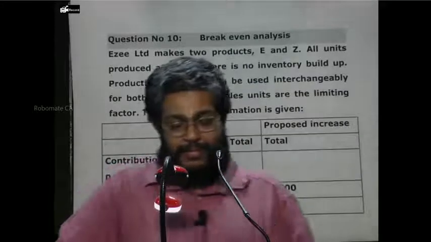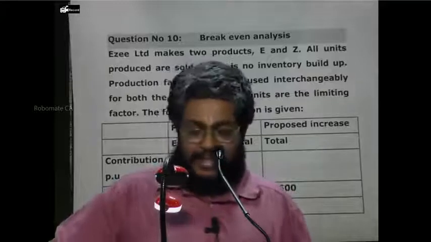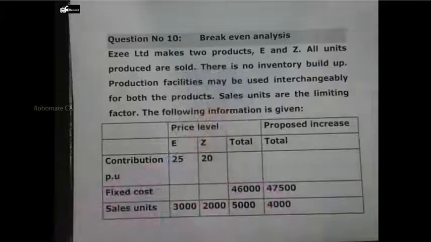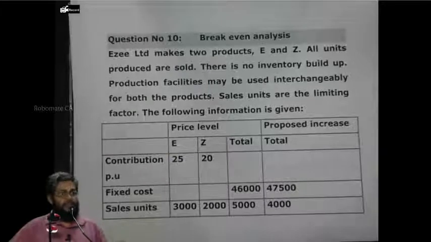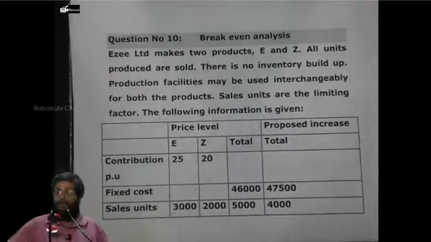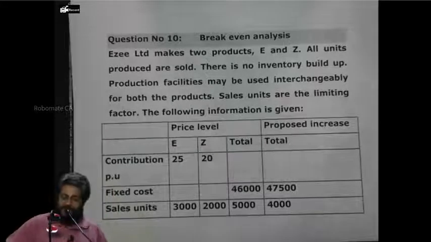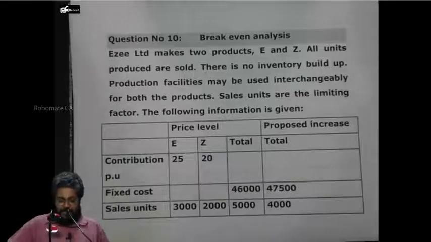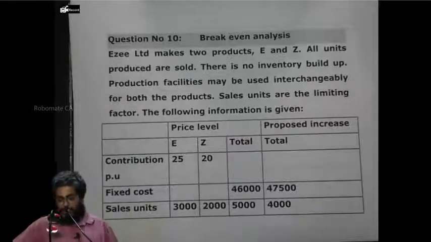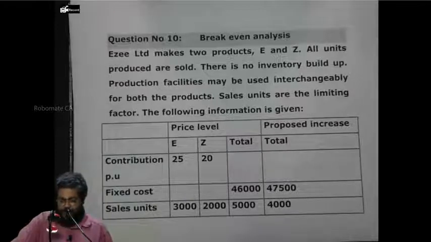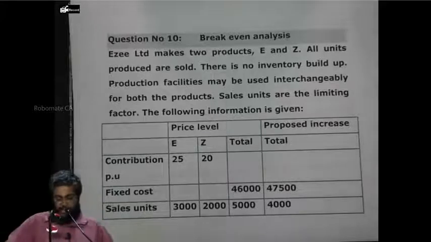Easy Limited makes two products, E and Z. All units produced are sold. There is no inventory build up. That means simple. You need not ask marginal or absorption. It is only marginal costing. Generally 99% of sums are only about marginal costing. Production facilities may be used interchangeably for both the products. Sales units are the limiting factor. The following information is given.